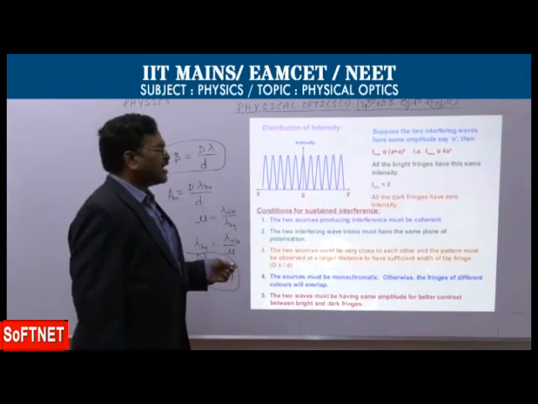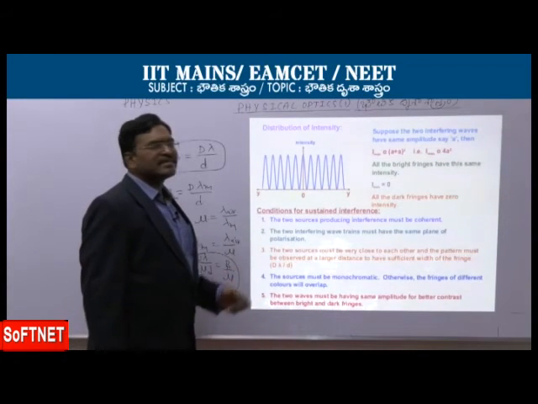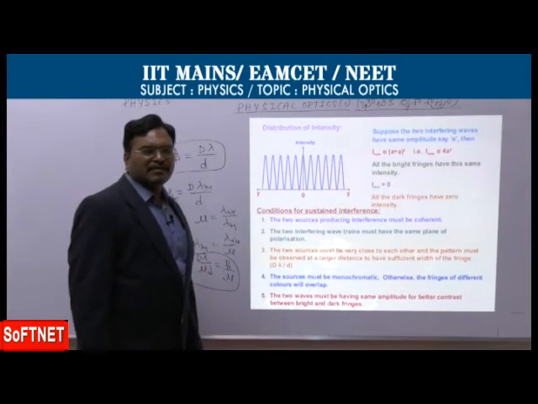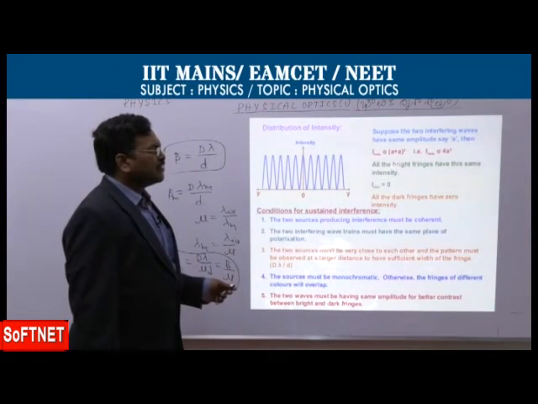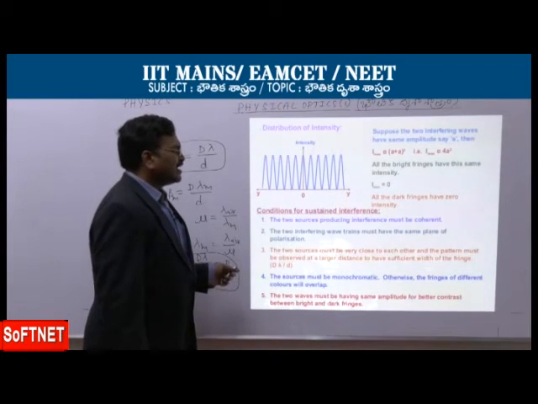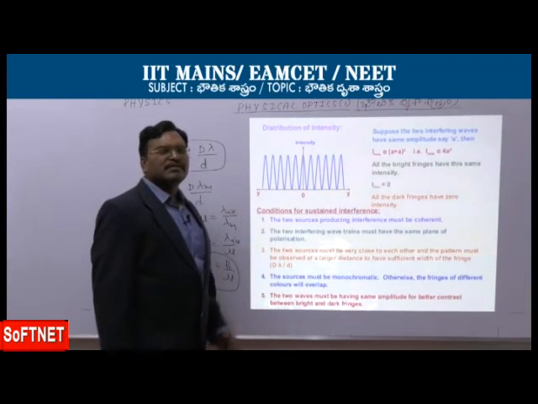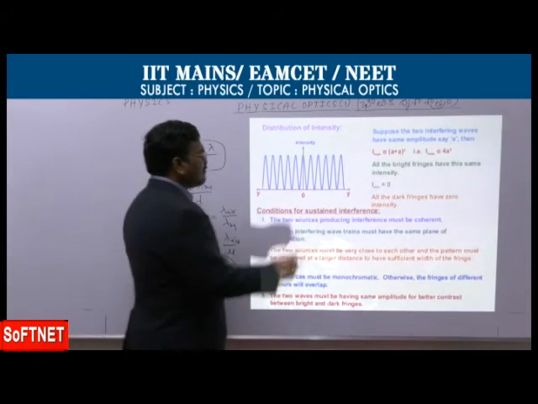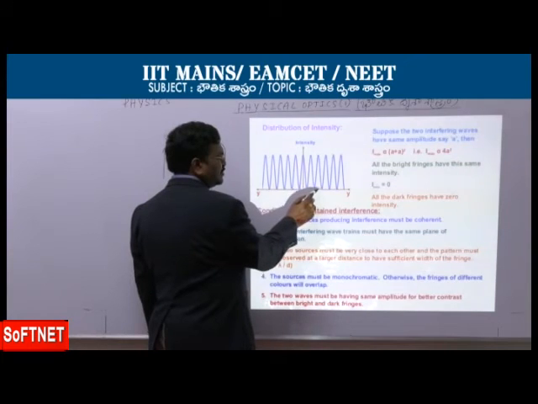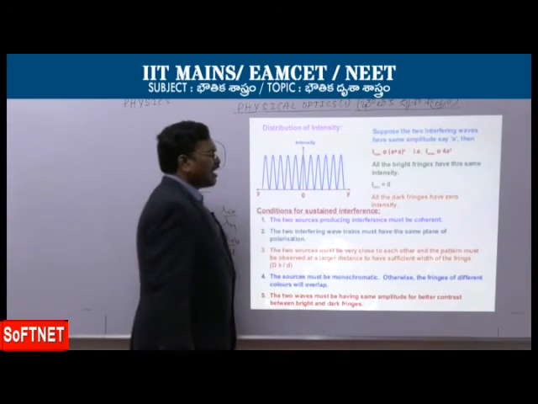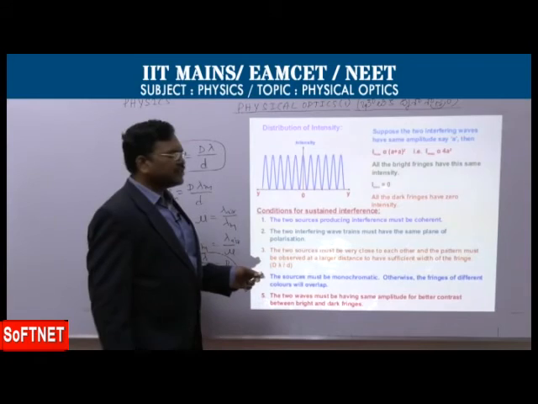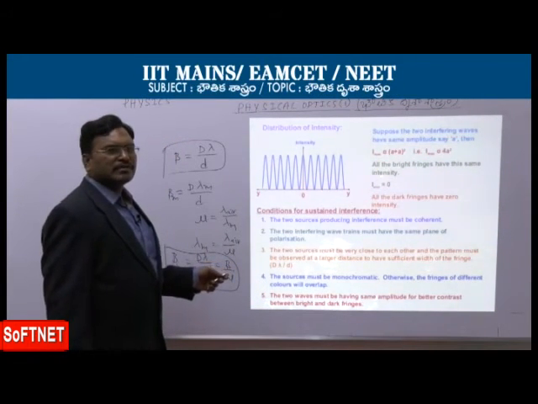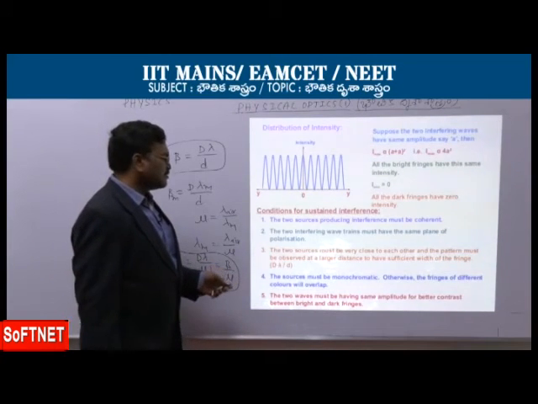When we get bright bands, the crest of one wave overlaps the crest of the other wave, or the trough of one wave overlaps the trough of the other wave. So all are having maximum intensity. Destructive interference, dark band, means what? The two waves are out of phase. The crest of one wave overlaps the trough of the other wave. Here the amplitude becomes 0. These are dark bands. I minimum is equal to 0. All dark fringes have 0 intensity. A minus A is 0, so the amplitude is 0 and the intensity is 0.